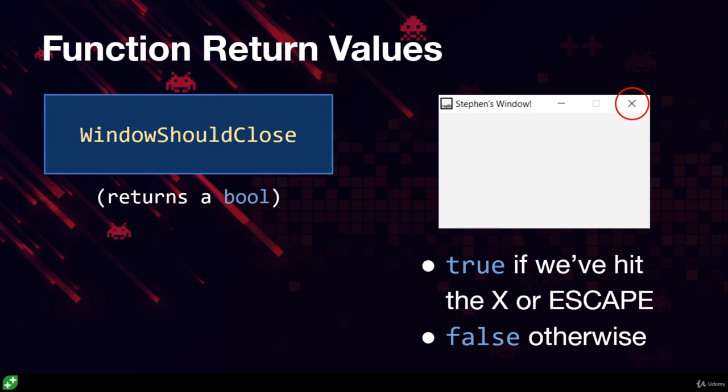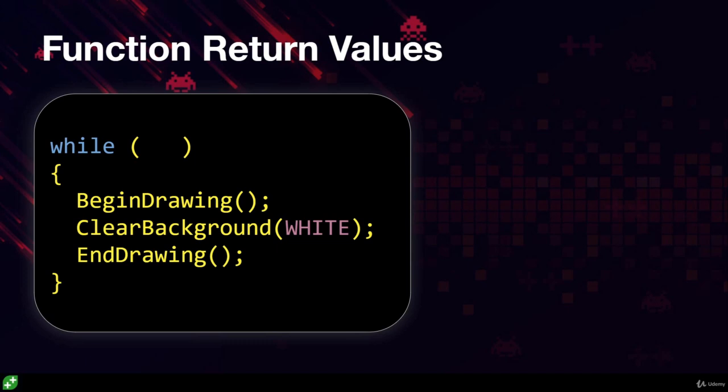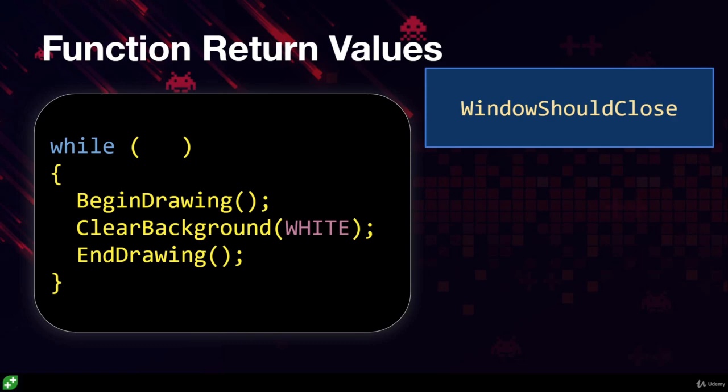So most of the time, WindowShouldClose should return false because we usually don't press the X or the escape key. It's only when we want to close the window that we press these things. So until that happens, WindowShouldClose will always return a value of false. But we've got a while loop that will keep our window open as long as the loop condition evaluates to true.